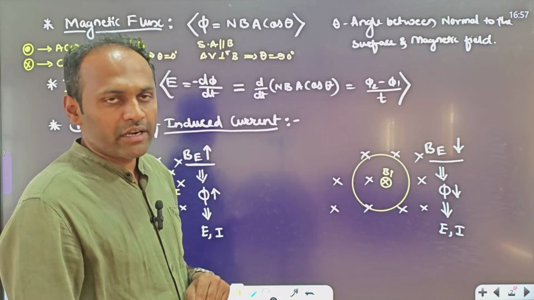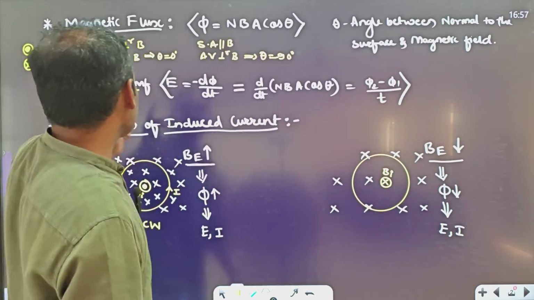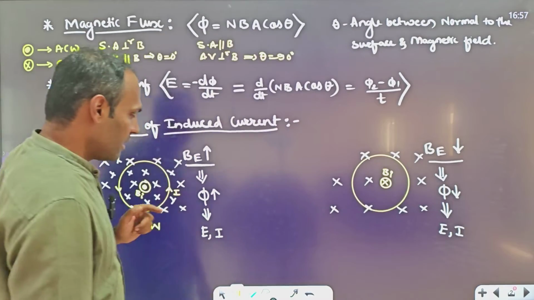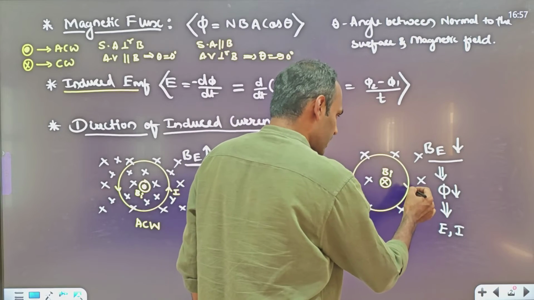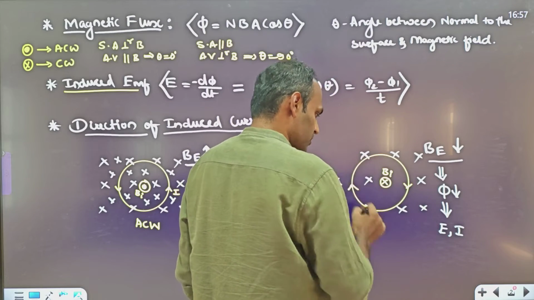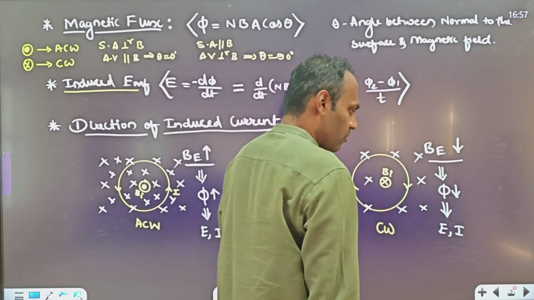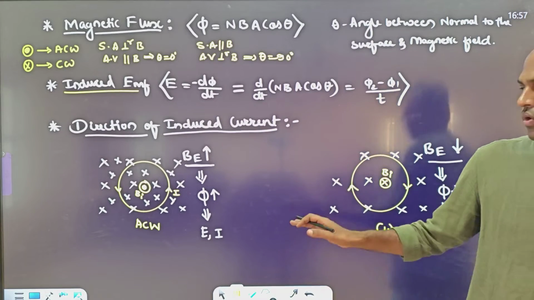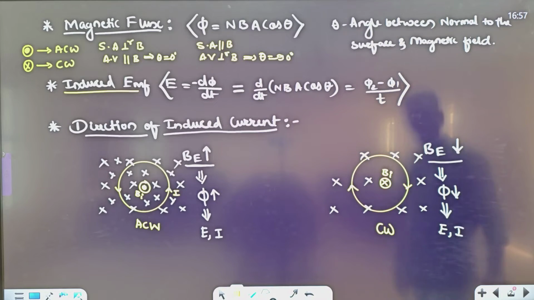Okay, if the induced magnetic field is inverse, then the current has to be clockwise in direction. Hence in this coil the current will be clockwise in direction, right? So here the current will be clockwise in direction. This is how we have to decide the direction of induced current.